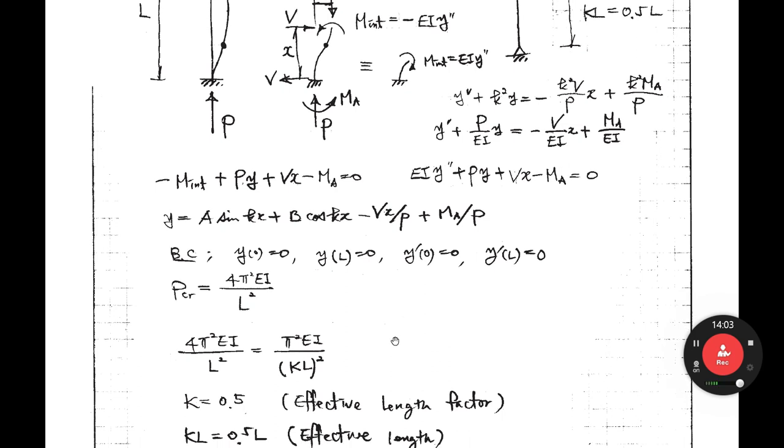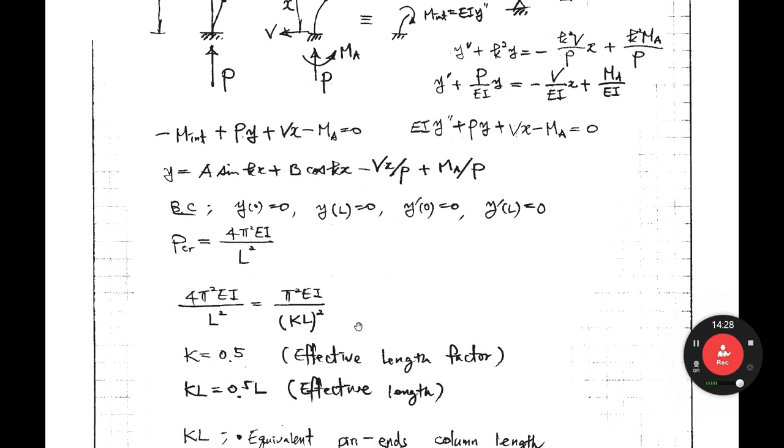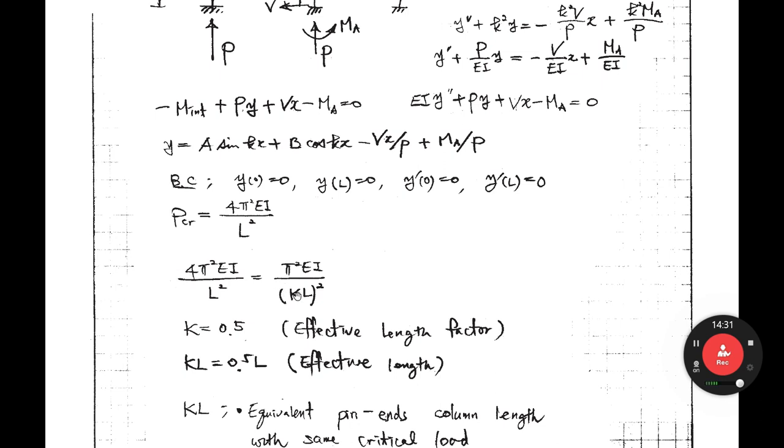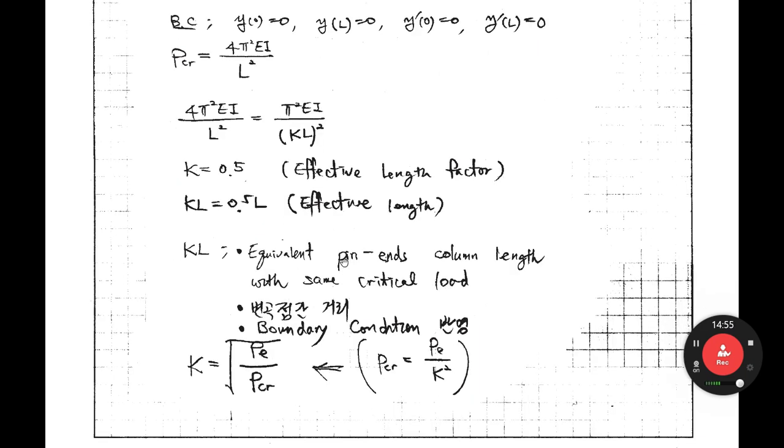In order to get the K value here, I would like to introduce another way. Another way is 4 pi squared EI over L squared, and then the general equation is this one: pi squared EI over (KL) squared, large KL squared, okay? You establish this equation. And then in order to get the 4, K should be 0.5 from this equation. This is the effective length factor, as I mentioned before. KL equals effective length, okay? K equals effective length factor. KL is equivalent to a pin-ended column length with the same critical load.